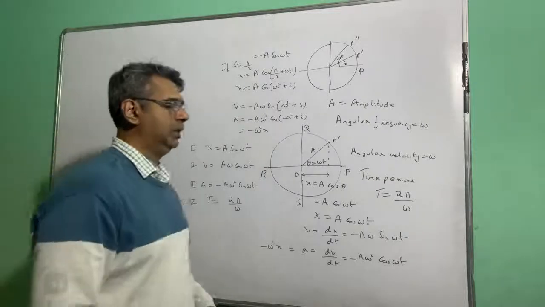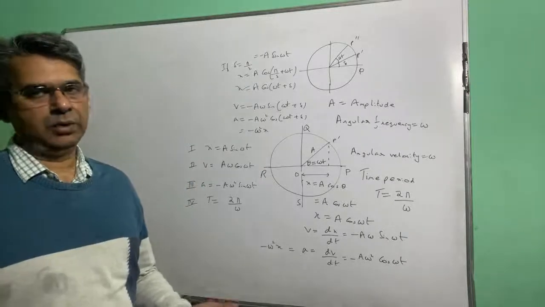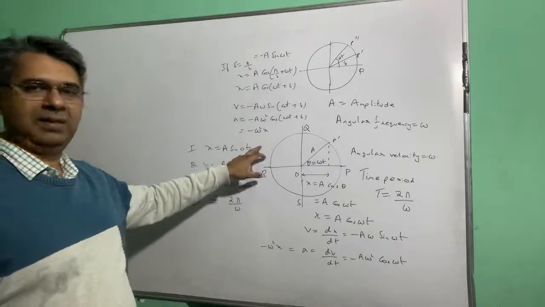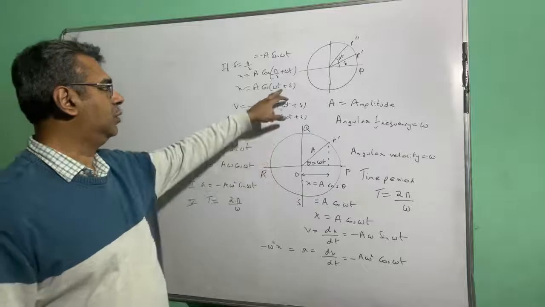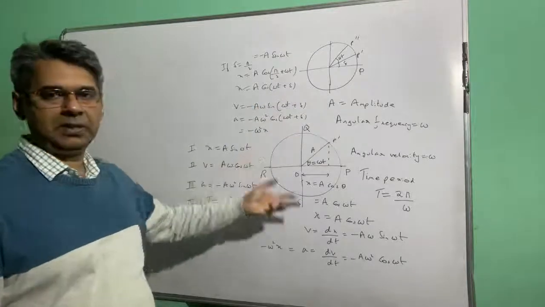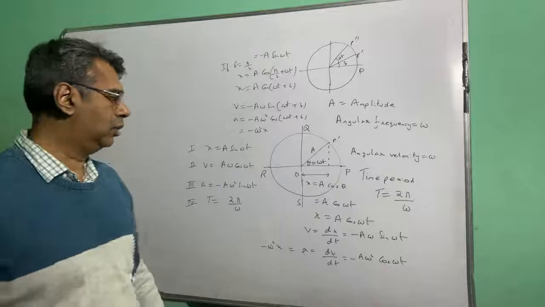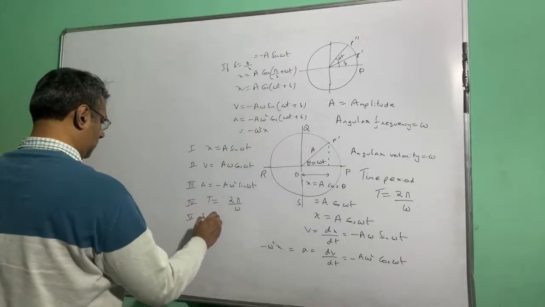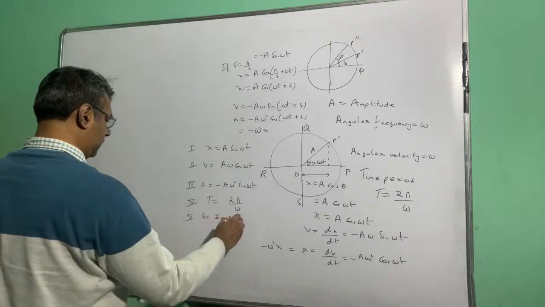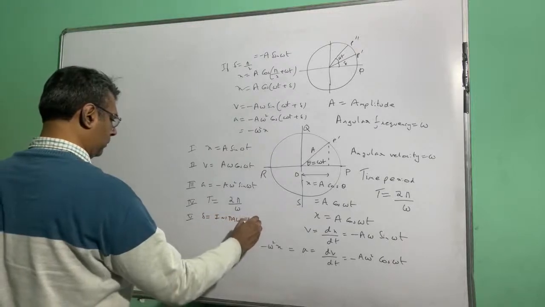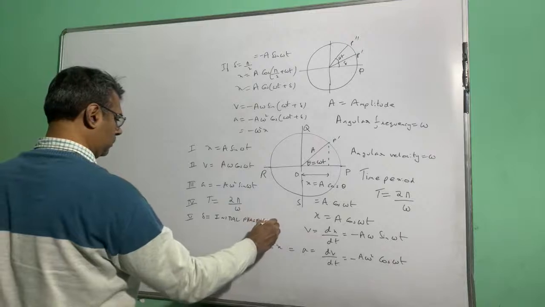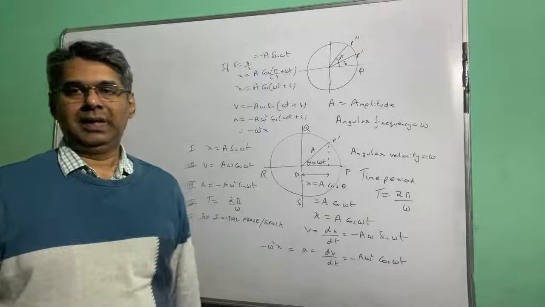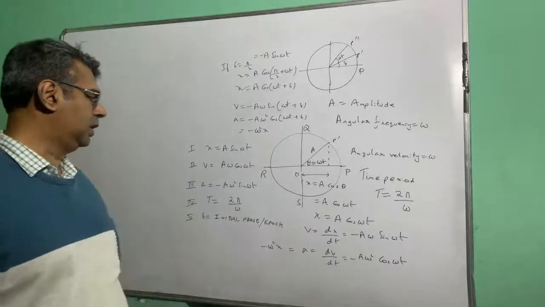Now, if you want to keep it general, you have the option. Just like you did omega t plus delta here, you can add one plus delta here. So delta is called the initial phase, and it is also called the epoch. Okay, delta is called the initial phase, it is also called the epoch.